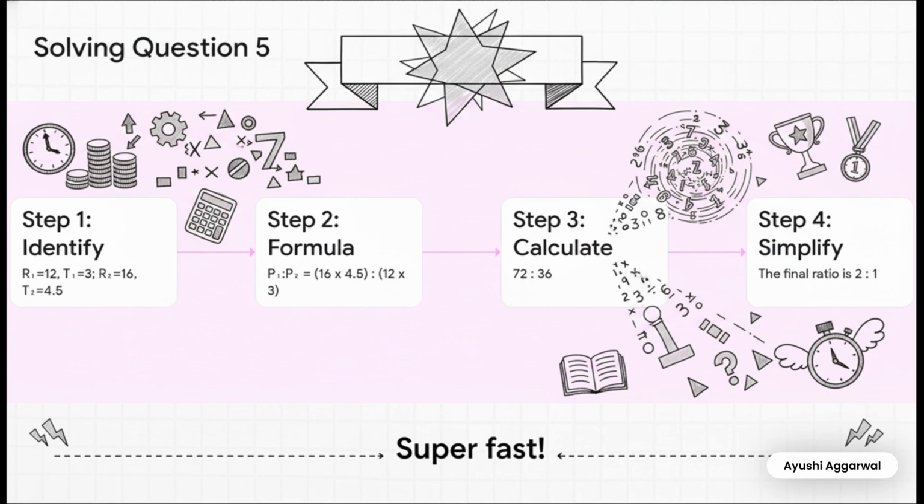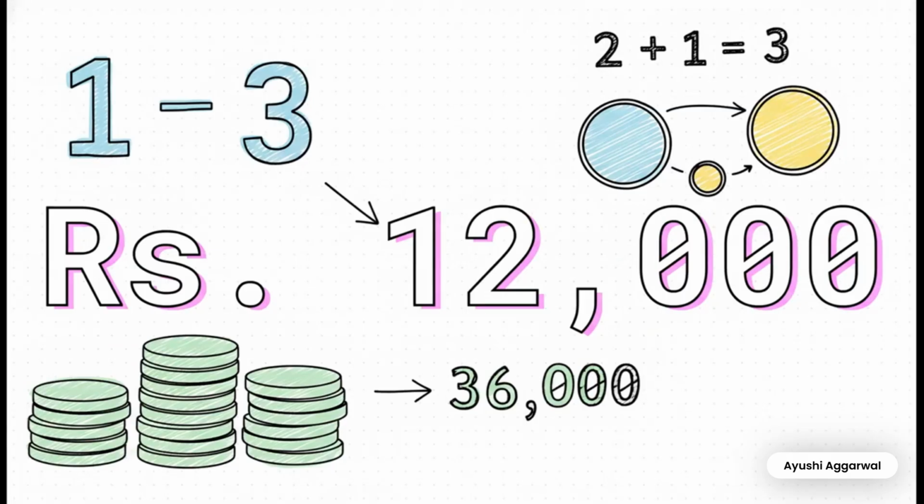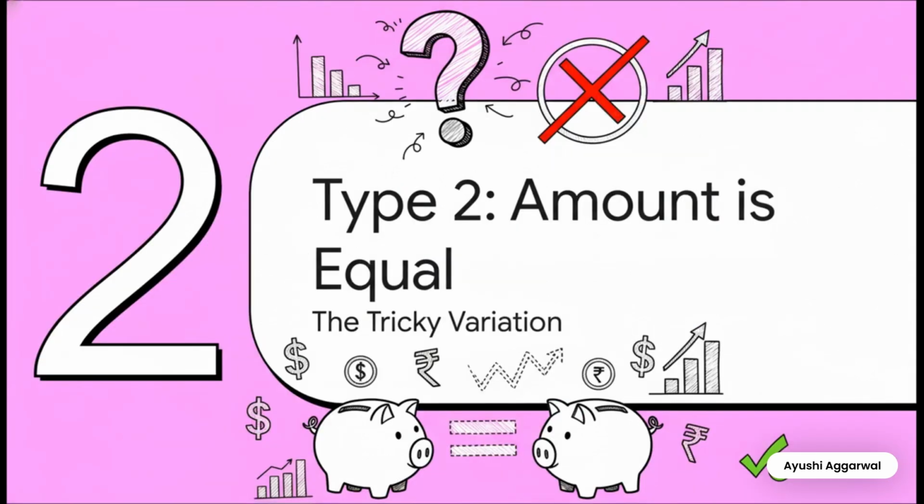See? Super, super fast. So, what do we do with this 2 to 1 ratio? The total principal is $36,000. Our ratio parts, 2 and 1, add up to 3 total parts. The question wants the smaller part, which is the 1 in our ratio. So we just need to find 1/3 of 36,000. And that, of course, is 12,000. Done. Fantastic. You've got type 1 down.